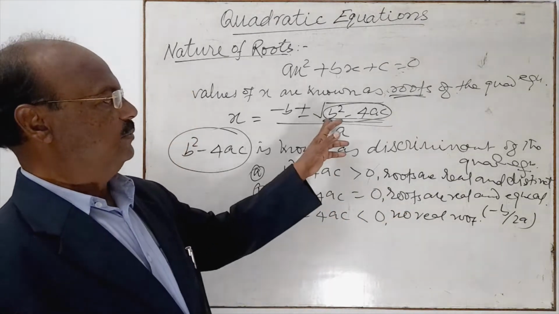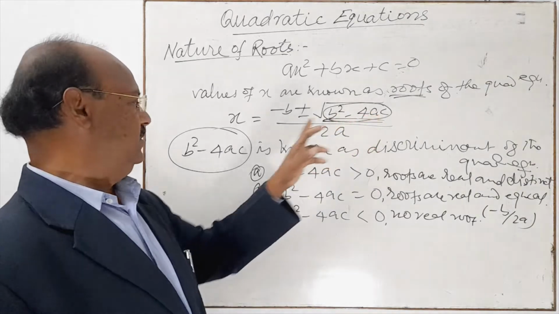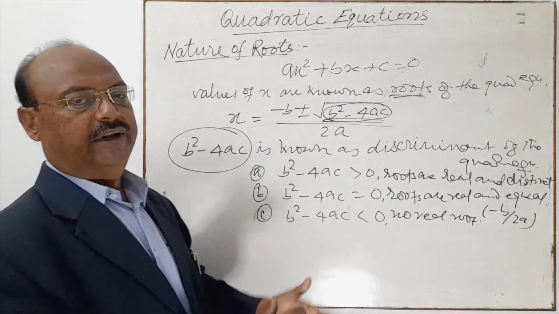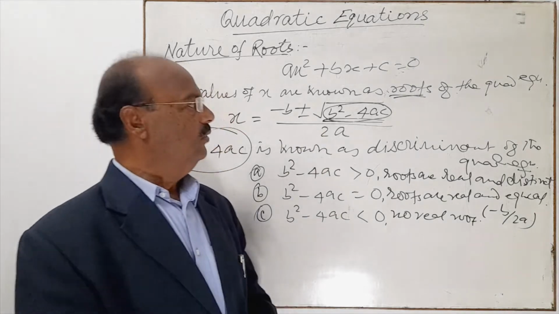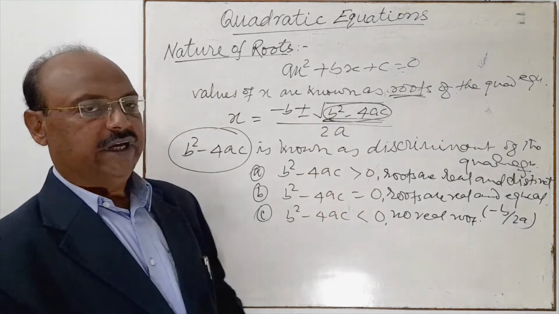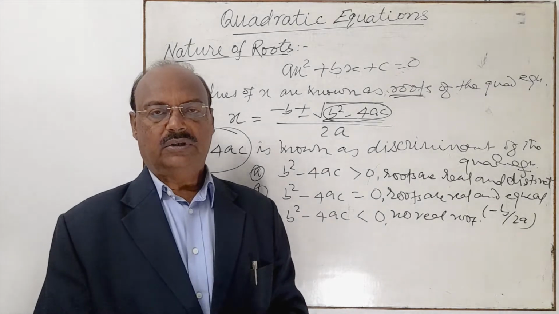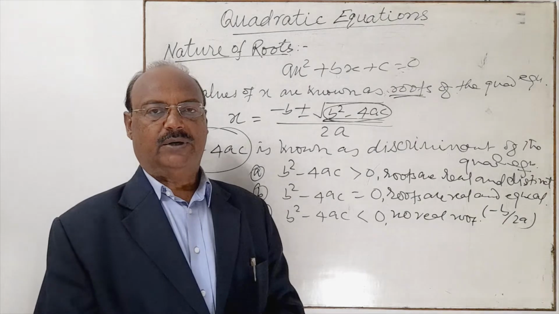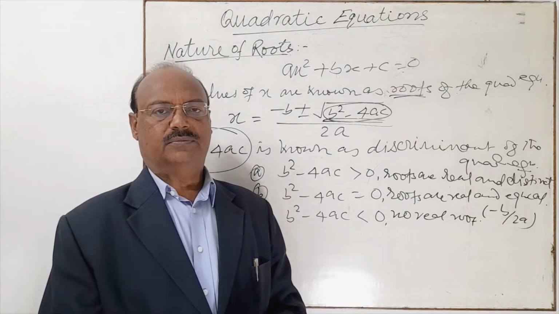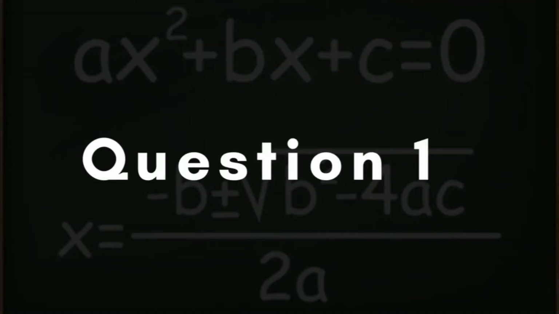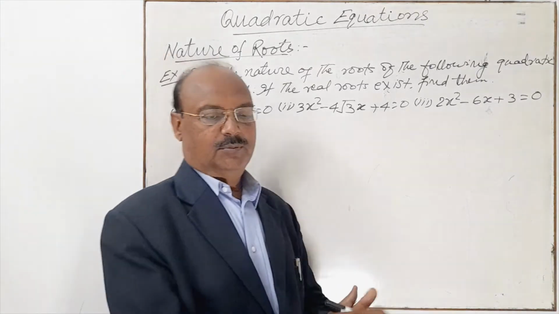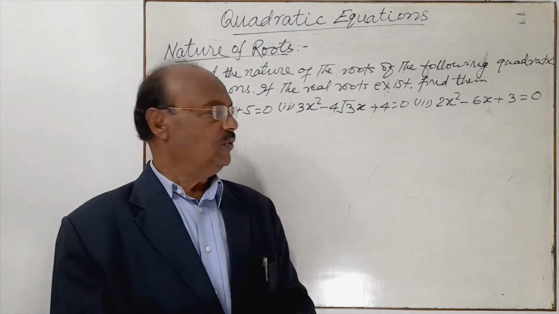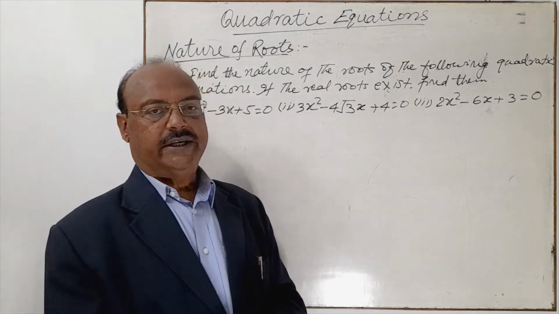So this expression b square minus 4ac, which is known as discriminant, is the deciding factor about the nature of roots. Now we'll make it more clear with the help of some examples, some questions. We will solve these questions one by one. So let us see these questions. These are the questions.